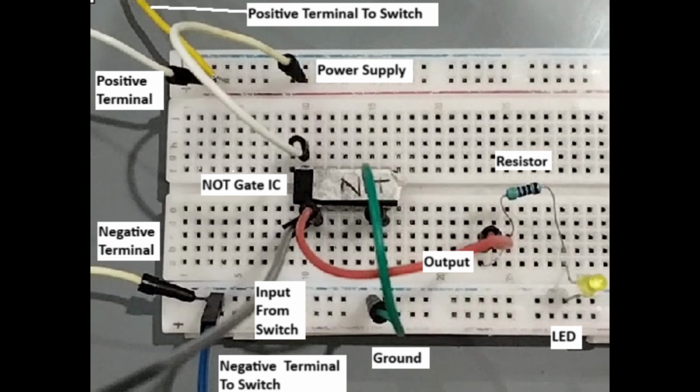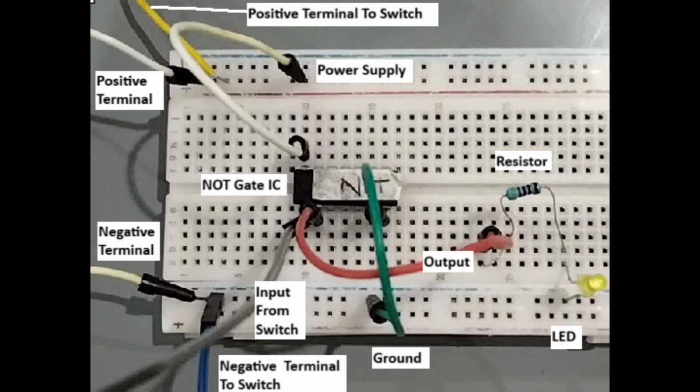The input from the switches will go through each of the following gate IC chips to verify the output. The output will go through the resistor at the end to prevent things like current overload after going through the LED.